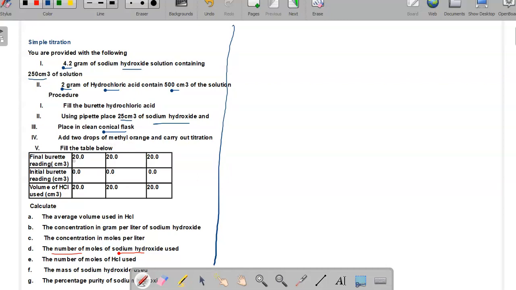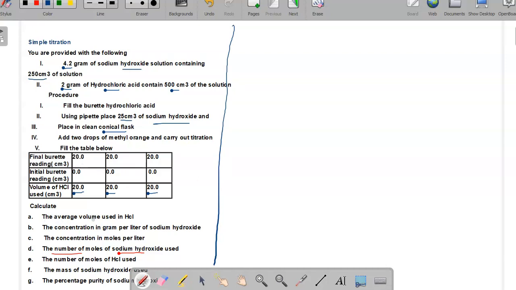Then you fill the table. You fill the first table: titer 1, titer 2, titer 3, the 3 tables. According to this practical, when we fill the table, we have 20 centimeter cubic, 20 centimeter cubic, 20 centimeter cubic, initial 0.0, and the final reading 20.20. So these are the questions. Our target is the questions.